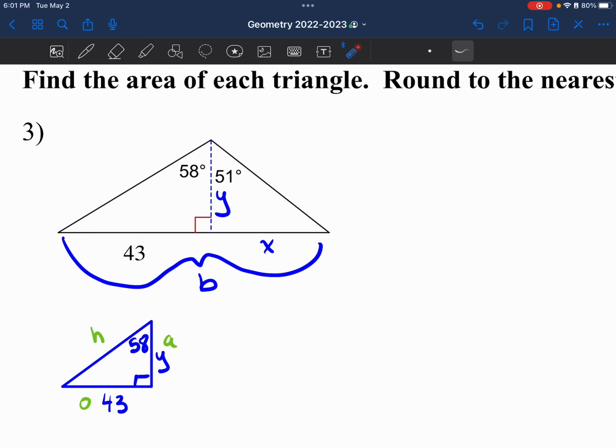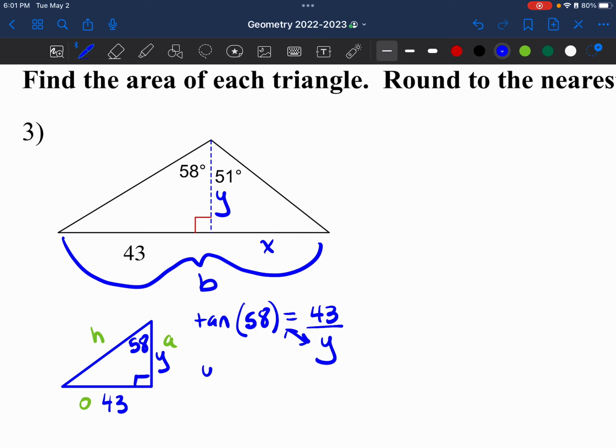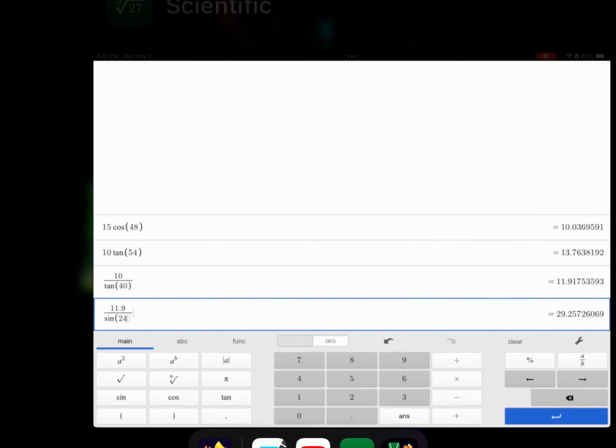So I can't use hypotenuse. I'm using O and A, so that's going to be a tangent function. Setting up tangent, I have tangent of my angle of 58, and that's going to be equal to opposite over adjacent, or 43 over y. To solve for y, we're going to switch our diagonals, and I get y is equal to 43 divided by tangent of 58.